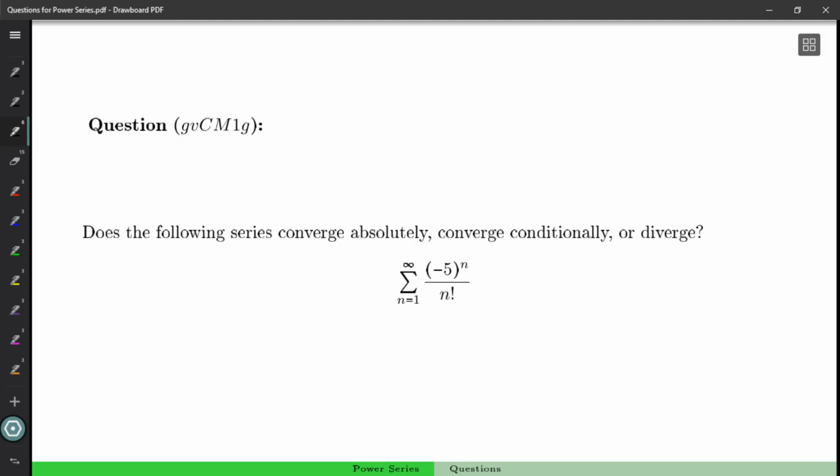Does the following series converge absolutely, converge conditionally, or diverge? Okay, so we've got negative 5 to the n over n factorial here. Unfortunately, there isn't one of these that's best to check out. You might be able to show that this series on its own converges, which would eliminate divergence, but you'd still have to sort out between these two.